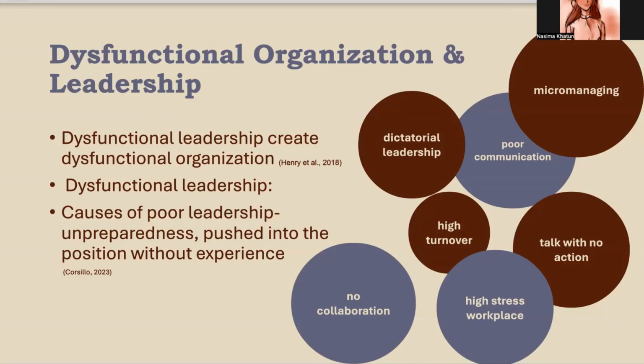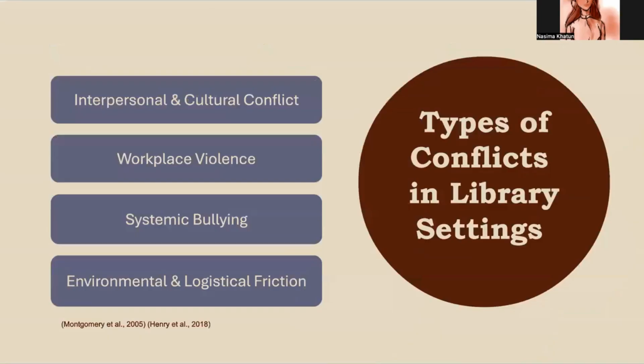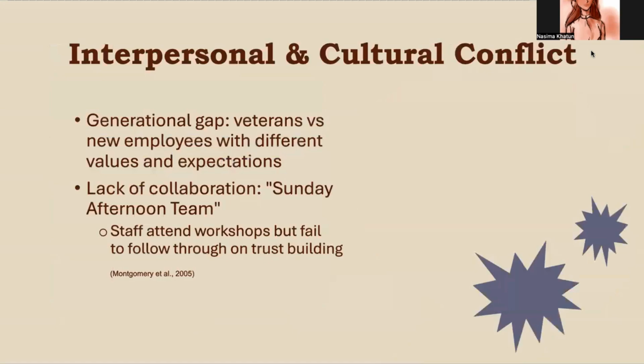Now that we have looked at the sources, let's move on to some common types of conflict. Some common types of conflict include interpersonal and cultural conflict, workplace violence and toxic staff behavior, systemic bullying, and environmental and logistical challenges. Interpersonal and cultural conflicts are very common in the workplace.